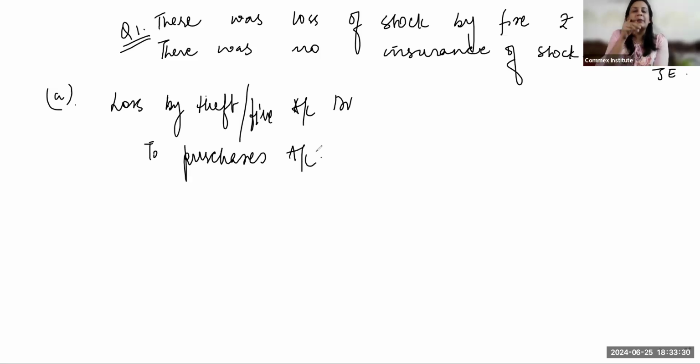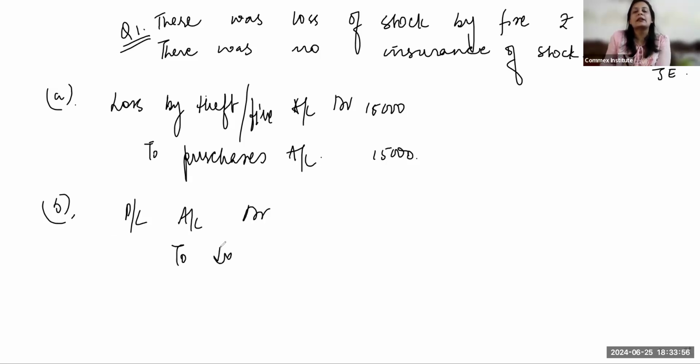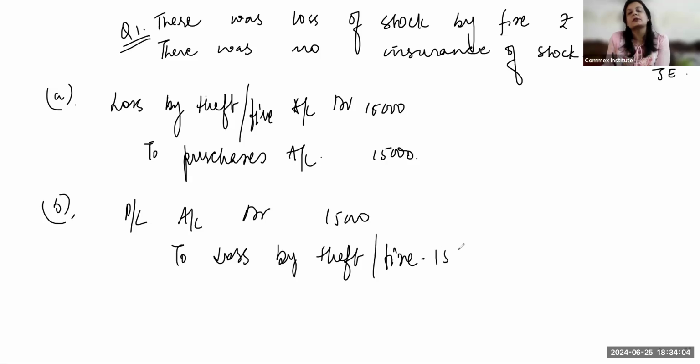Correct. So there's one of the special entries where we have to credit purchases. Okay. So how much was the loss? 15,000. Now how much was insured? Nothing. So does it make sense to even make a claim to the insurance company and then wait whether they accept or not, and then if they accept, whether they pay or not? No. So this is my own loss. Okay. So obviously the whole loss, 100%, is mine. So P&L account debit to loss by theft or fire. Okay. And amount is 15,000 and 15,000.